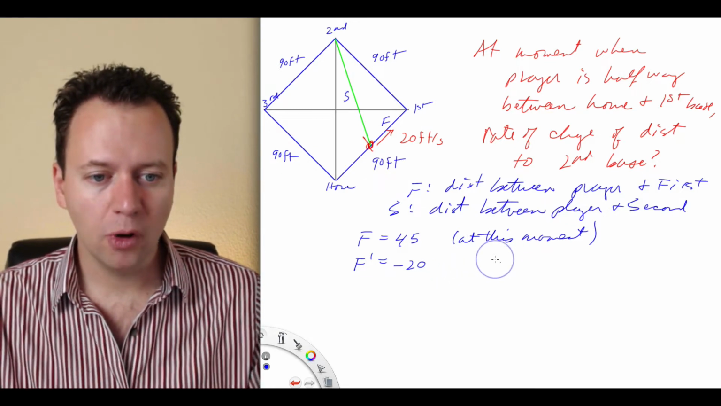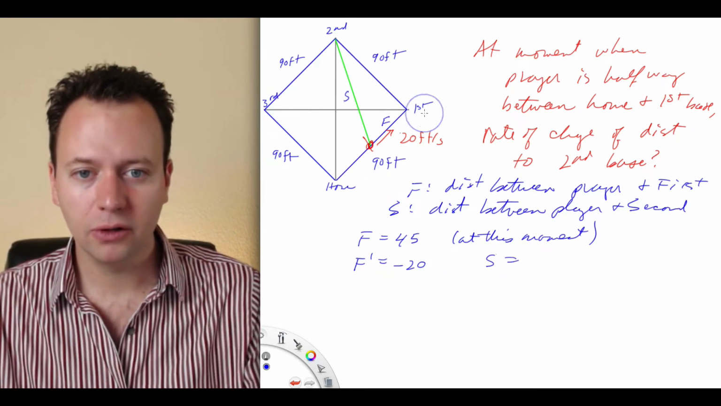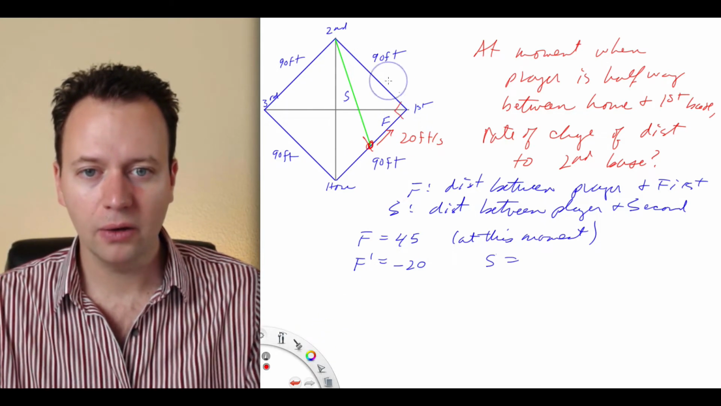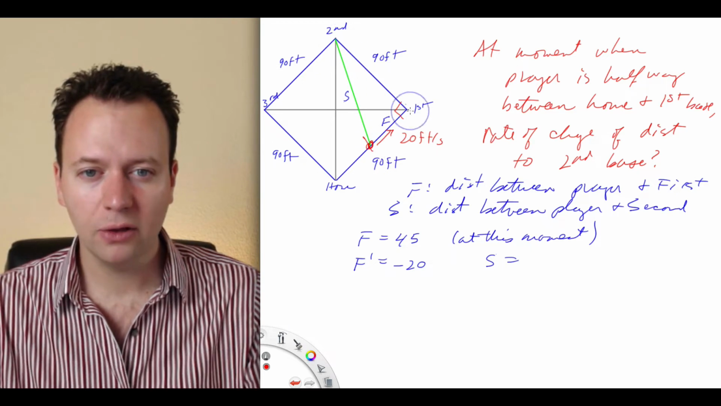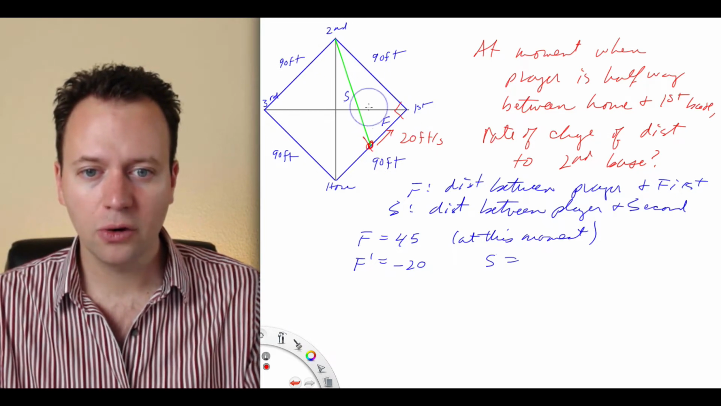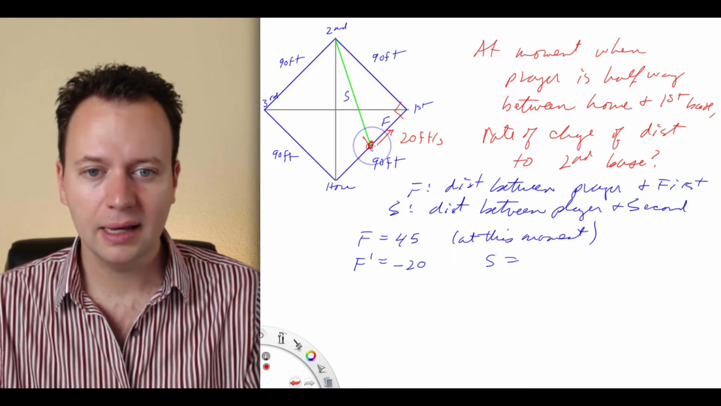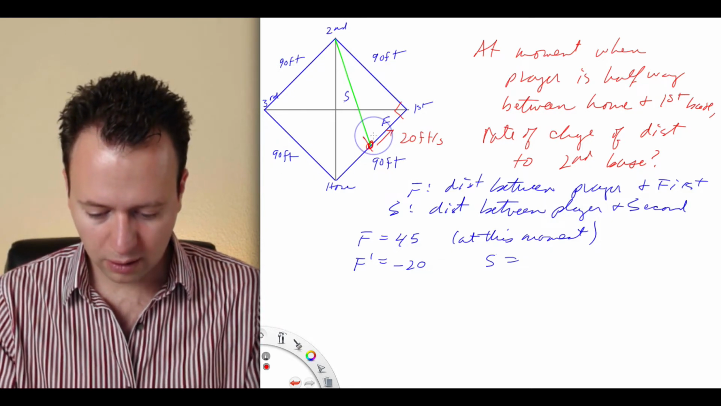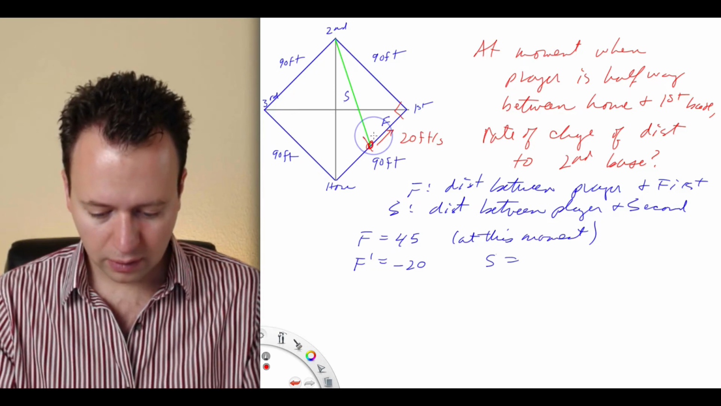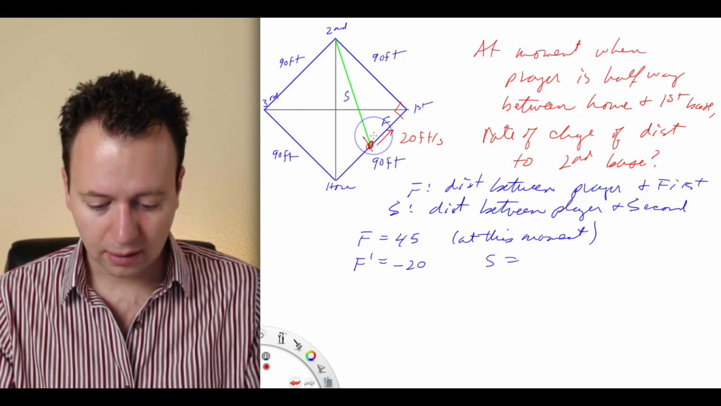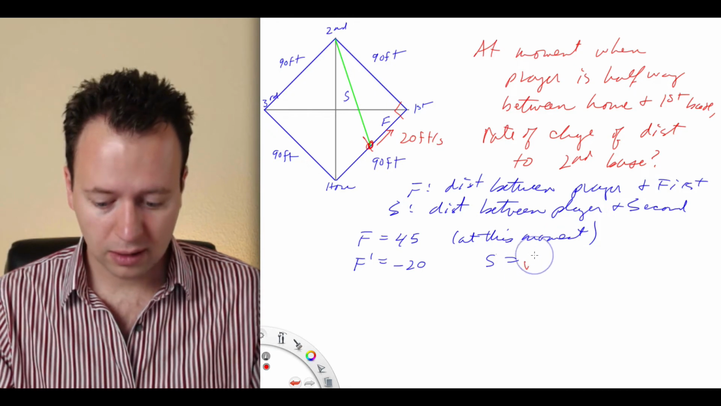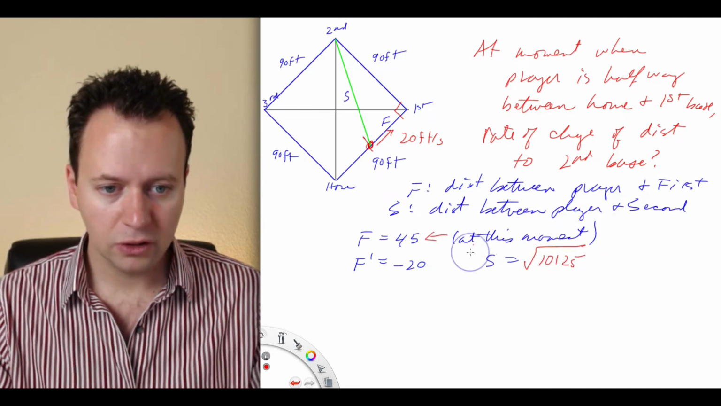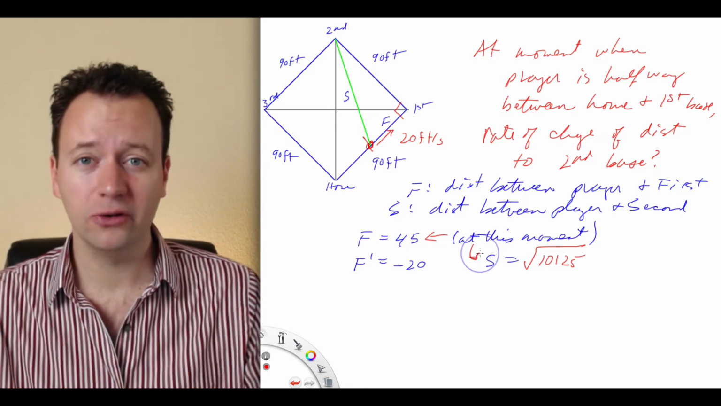And then at this moment, S is, so the trick now is that we have a right triangle, because this is a right angle. So we have a Pythagorean triangle right here. Pythagorean's theorem tells us 90 squared plus 45 squared is 10,125. So S at this moment is the square root of 10,125. So these are the instantaneous values for the variables F and S.